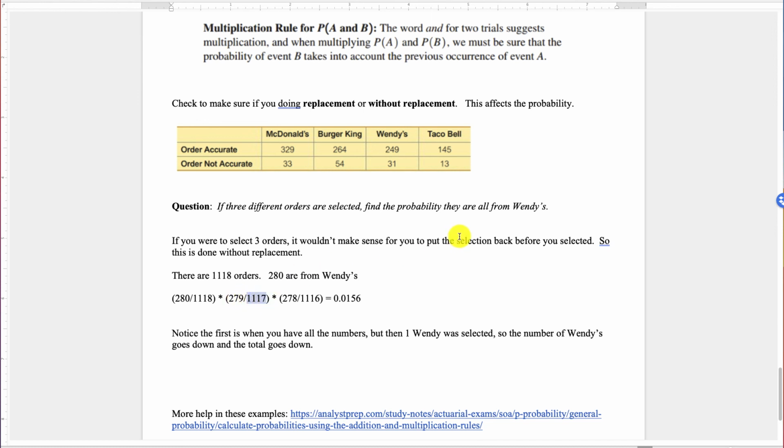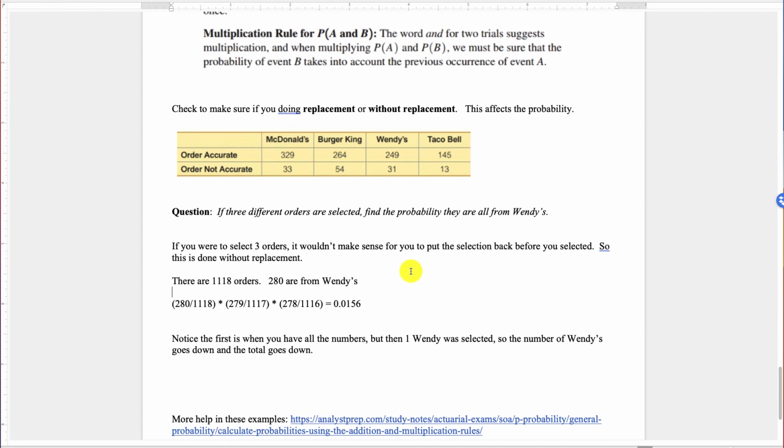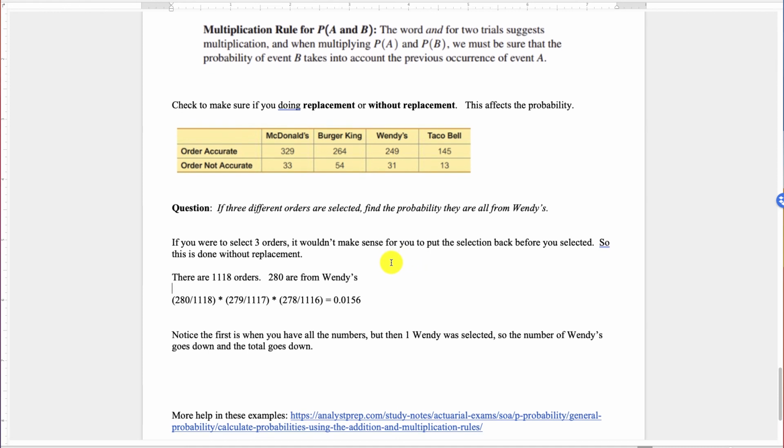Think of it like you're selecting cards. 52 cards in the deck, I select 1 heart. There's 1 less heart in the deck, and there's 1 less card in the deck. It's kind of the same way here because we're not putting it back in. And then the probability of the third being from Wendy's is 278, 1 less than we had before, over 1,116. Multiply them all together: 0.0156. That's the probability of getting a Wendy's order from all 1,118 orders by selecting one at a time like that.